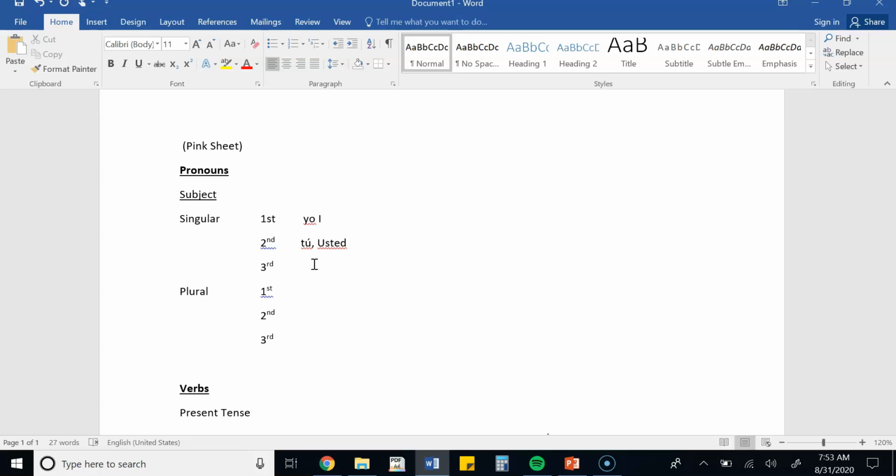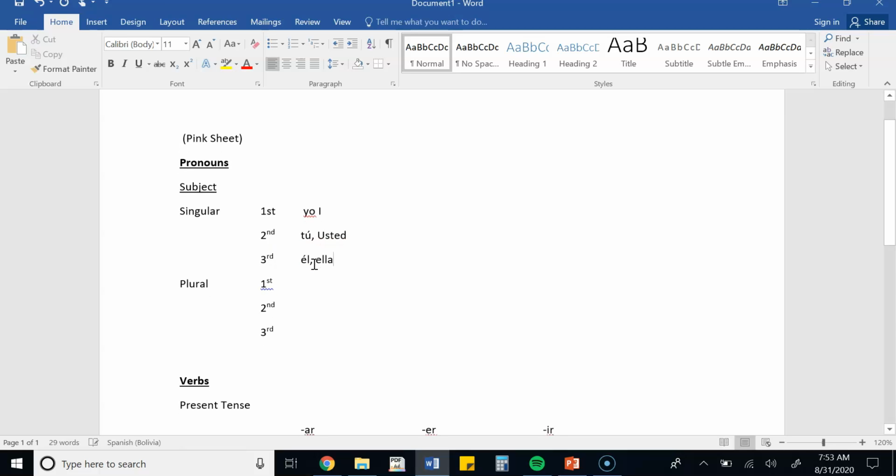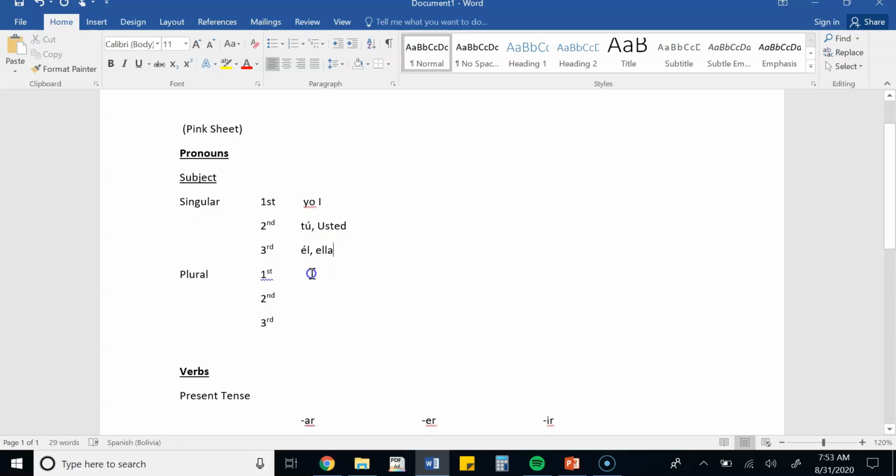Third person, singular, is él and ella. Be careful, it's not ello, like we always want to say él. The plural version, for we, nosotros or nosotras. For second person plural, we don't use this one very often, but it is the vosotros.